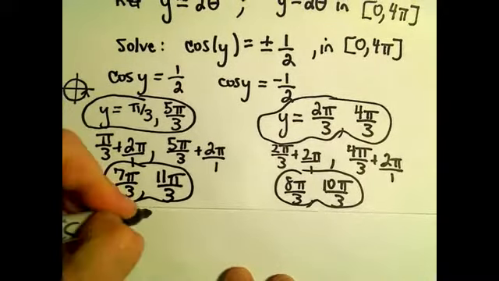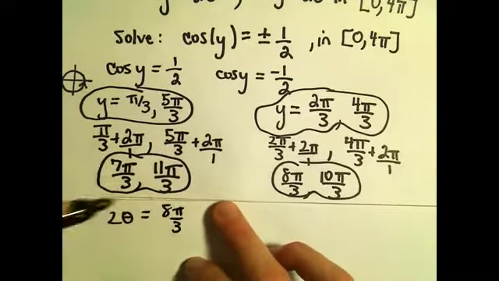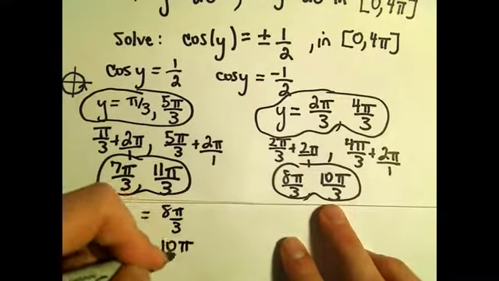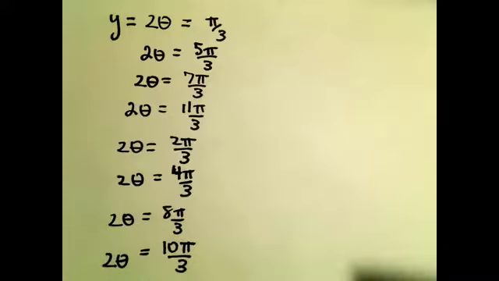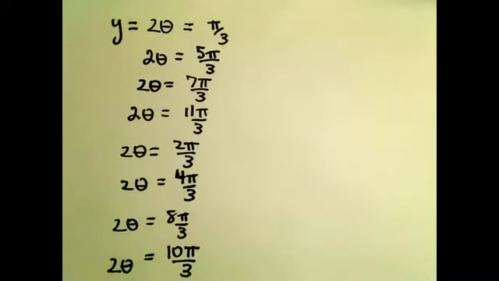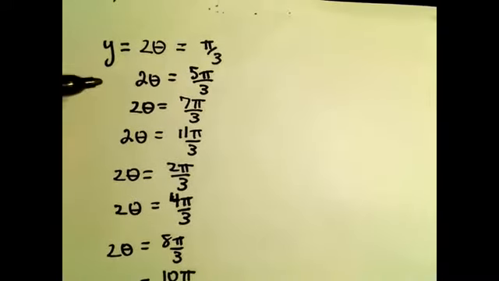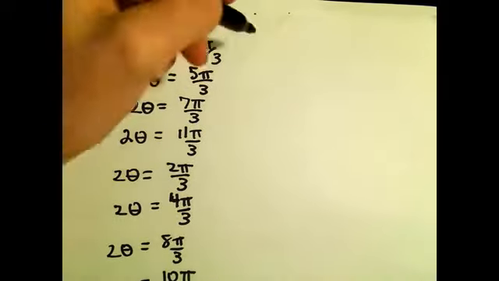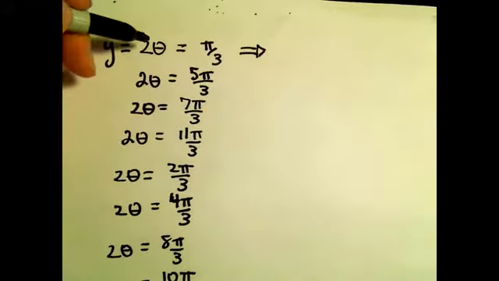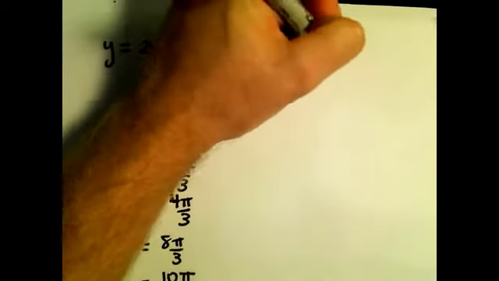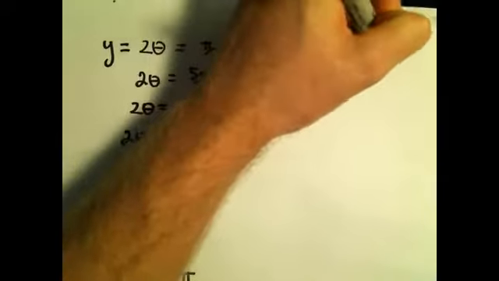So we'll get 2 theta equals 8 pi over 3. Last but not least, we'll get 2 theta equals 10 pi over 3. Okay, so now we've got a whole bunch of solutions, and again, we're trying to solve for theta. I'm just going to multiply each side by 1/2. So if we multiply the first one, both sides by 1/2, we'll simply be left with theta on the left, and pi over 3 times 1/2 gives us pi over 6. That's going to be one of our solutions.